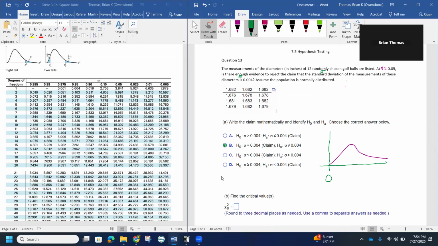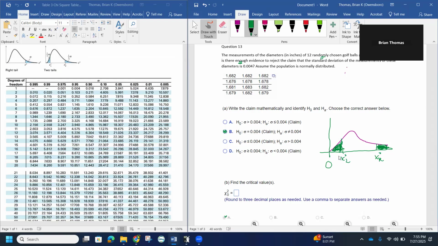Since this is an inequality test, notice how this is a two-tailed test. So you'll have to figure out what chi-squared L is and what chi-squared R is. You have two regions here: a right tail and a left tail. Those are going to be our rejection regions. The first thing says find the critical value or values. Since this is a two-tailed test, we're going to have two of them. We have to find this chi-squared R and this chi-squared L.